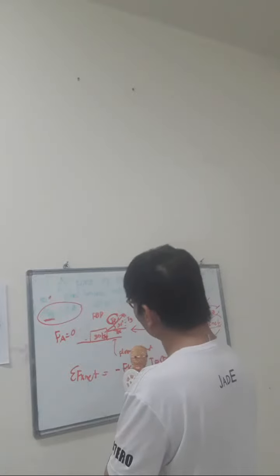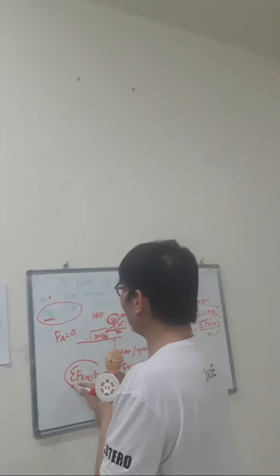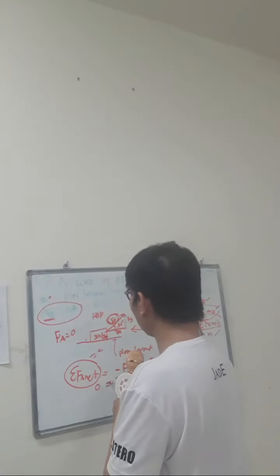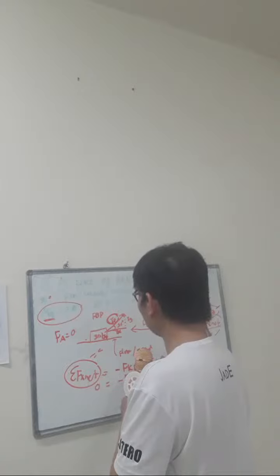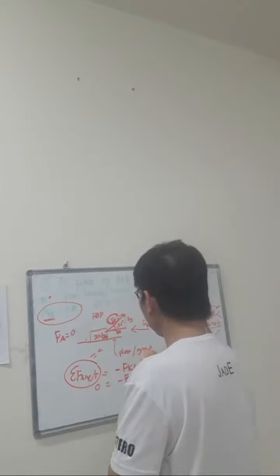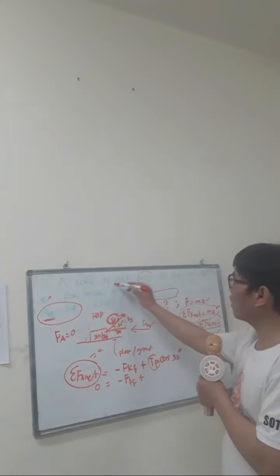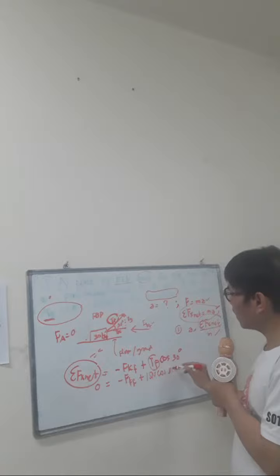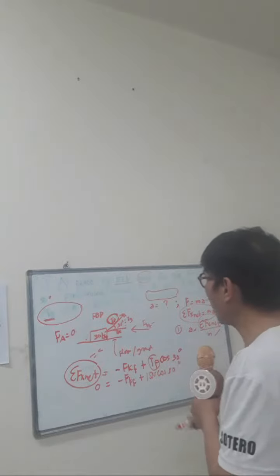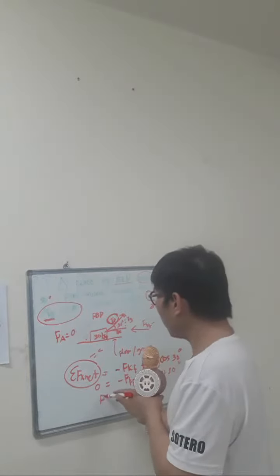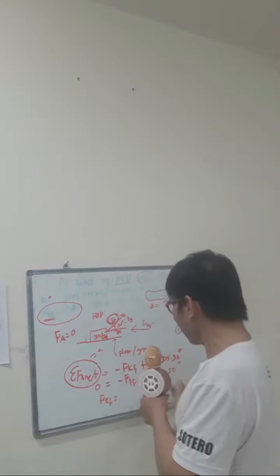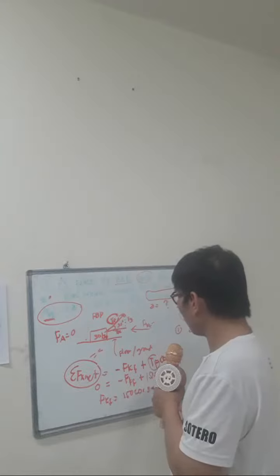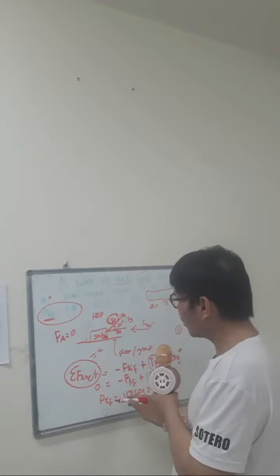So if I put this into your F net x, it will become 0 is equal to negative FKF plus TF, the tension of 150 Newton, times cosine 30 degrees. So you can get the FKF. FKF is equal to positive 150 cosine 30 degrees. FKF is short for kinetic frictional force.